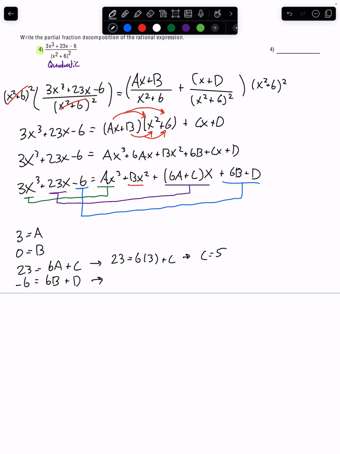For the bottom one, plug in the b value we found, negative 6 times 0 plus d equals negative 6. Rearrange this and see that d is equal to negative 6. And sometimes they might ask you to plug it back into the original equation. If they ask you to do that, your answer would look like this. And that's it.